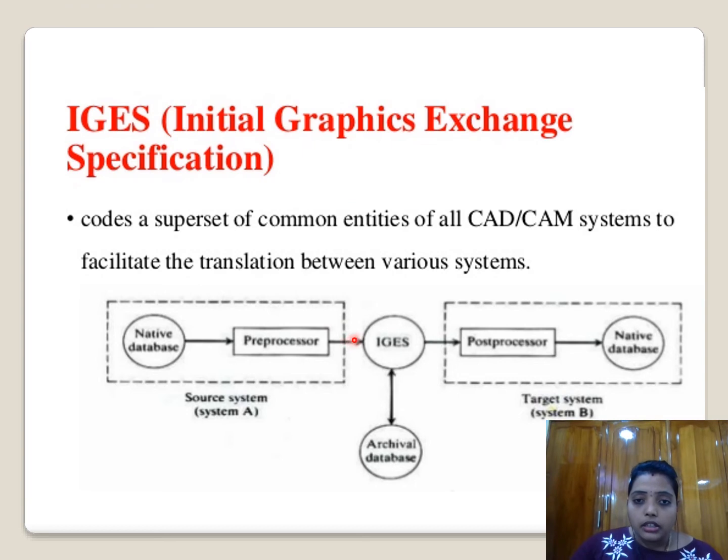How is the whole process going on? It encodes a superset of common entities of all CAD/CAM systems to facilitate the translation between various systems. Think of it like this: this is the design system, and this is the manufacturing system. This one is system A and this one is system B. Here we have a native database and a preprocessor. Preprocessor means what? Processor means CPU. Only the data exchange will happen like this.